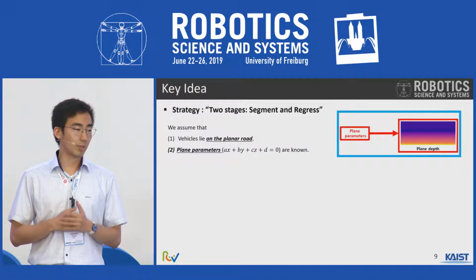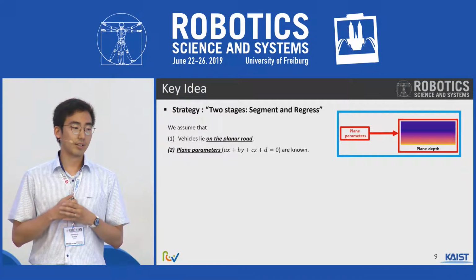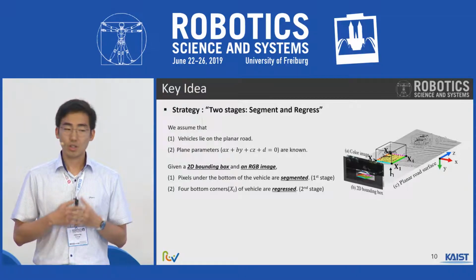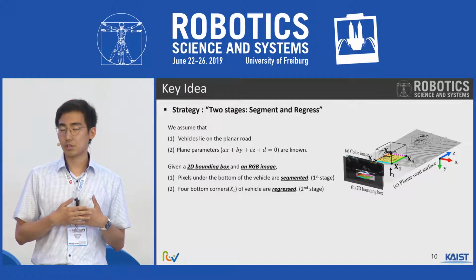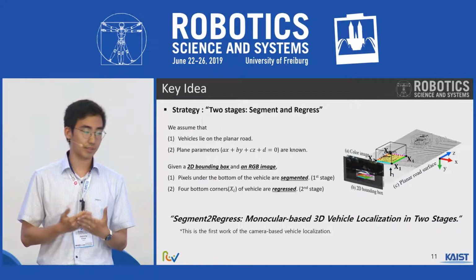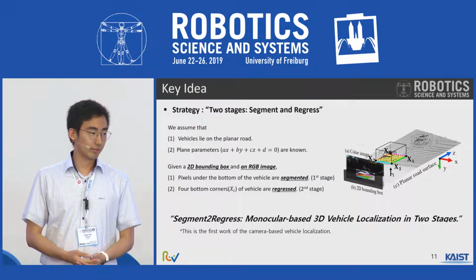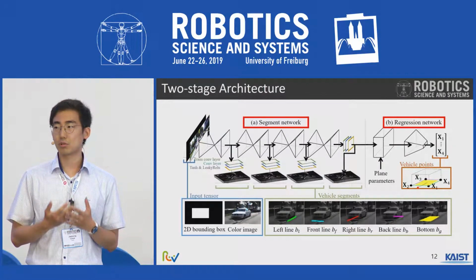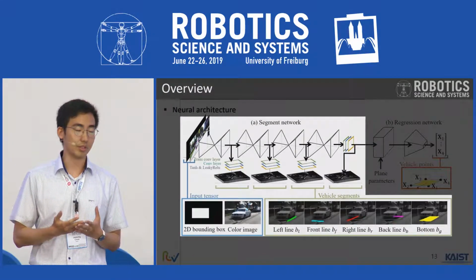So given the plane parameters and 2D bounding boxes, our network projects 2D information into the 3D manner in 2 stages, so-called Segment to Regress. This is the overall view of our 2-stage architecture. I'll firstly introduce how we generate the vehicle segments from the first stage.